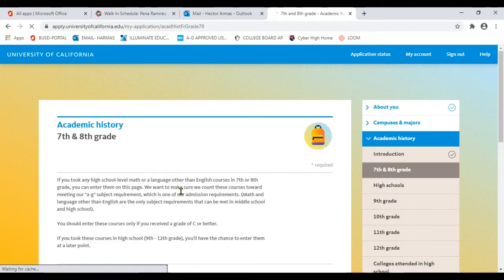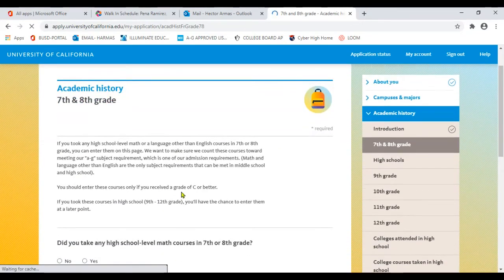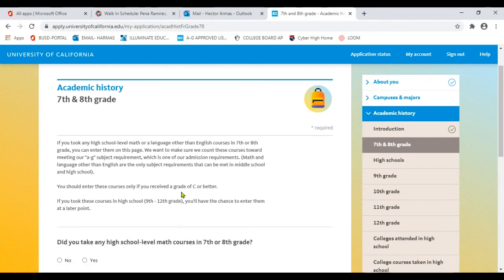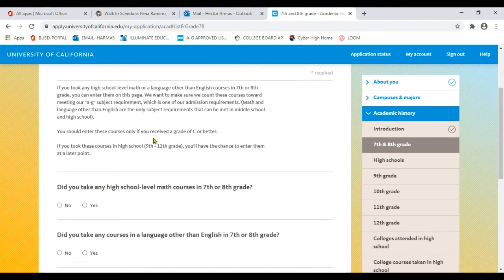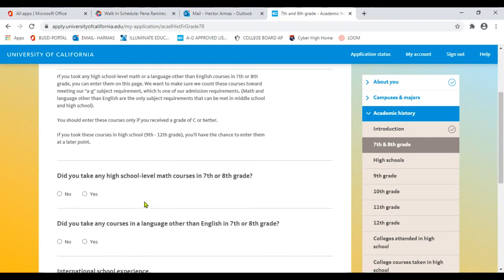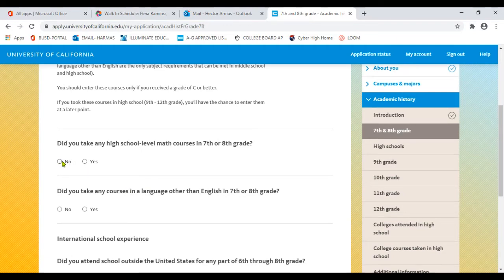And here you will have an opportunity to write down your 7th and 8th grade academic history. I'm going to skip to this question right here. Did you take any high school level math courses in 7th or 8th grade? I'm just going to say no, because I went to Torch and Edgewood and I took Math 8. And when I was at Torch and Edgewood, I didn't take a foreign language class, so I'm going to put no. Did you take any courses in the foreign language? Oh, there it is. In this case, I'm going to put no.